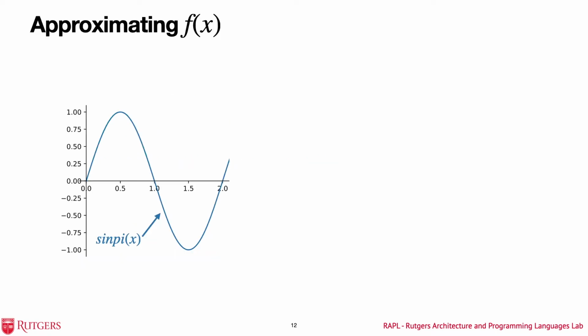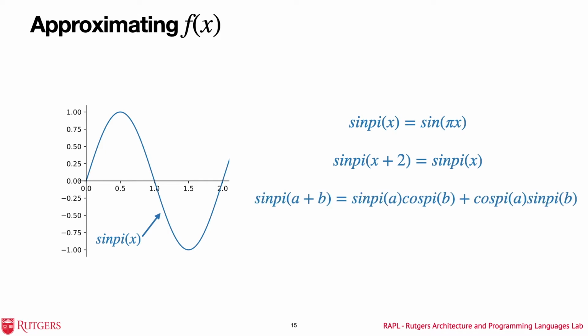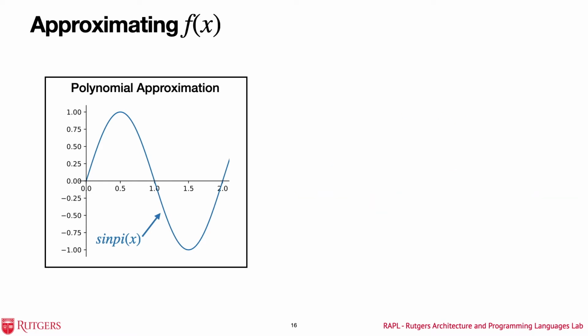Now, to describe how mainstream math libraries approximate elementary functions, consider the function sine pi of x on the left side. Sine pi of x is equivalent to sine of pi times x. Similar to the sine function, sine pi of x is also a periodic function, but with a period of size 2. And it has all the trigonometric identities that the sine function has. At a high level, the most common method for approximating elementary functions is with polynomials, something like this.